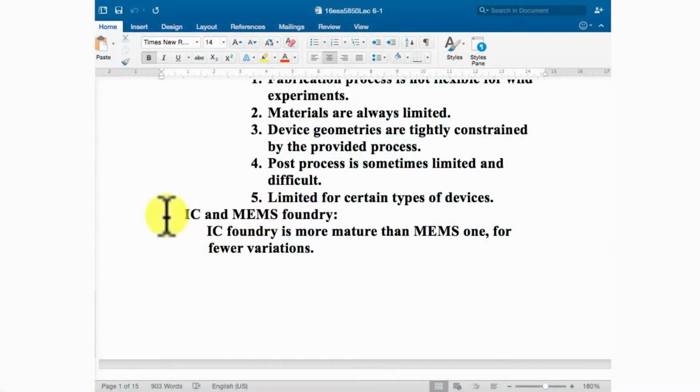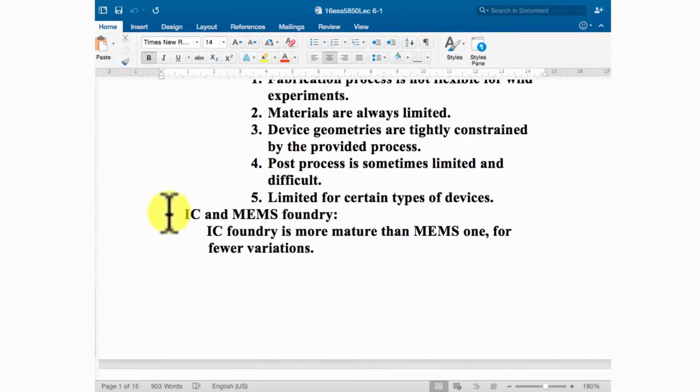For IC and MEMS foundries, the IC foundry is more mature than the MEMS foundry, with few variations, because when we compare the IC and MEMS processes, actually the IC process is not that complicated. When you talk about shape, the IC only uses several shapes like rectangles or lines. If you want to use round shapes or different structure sizes, the IC foundry usually doesn't consider that kind of situation.